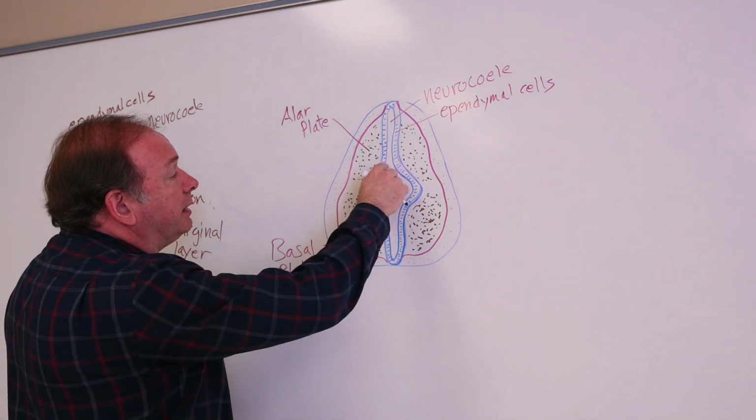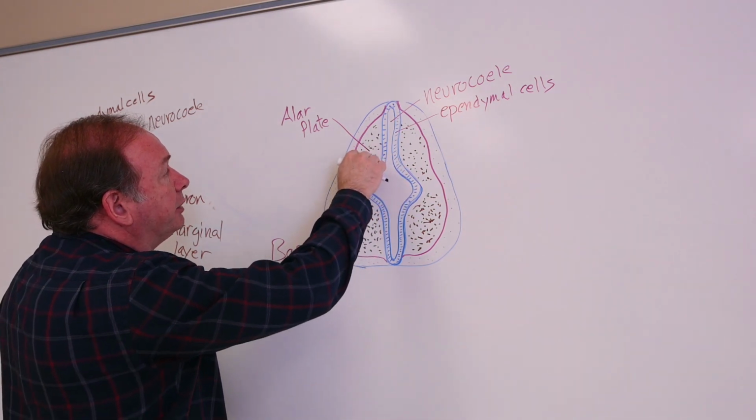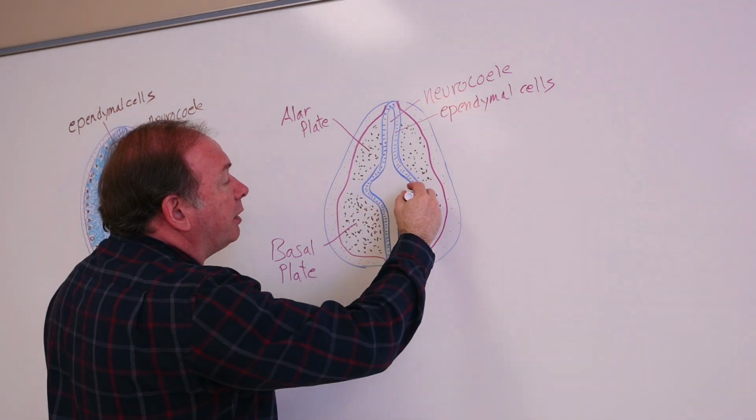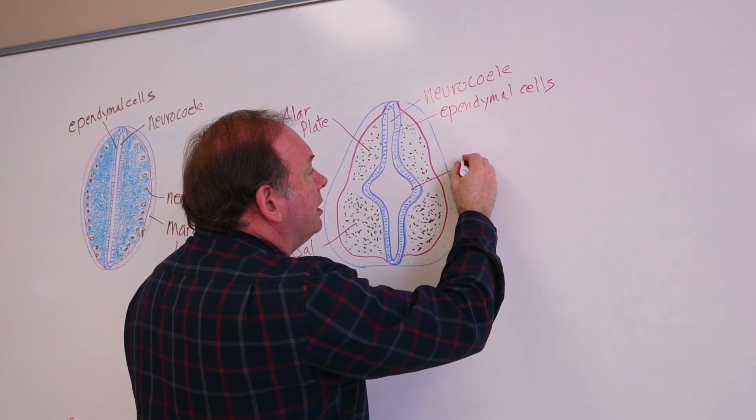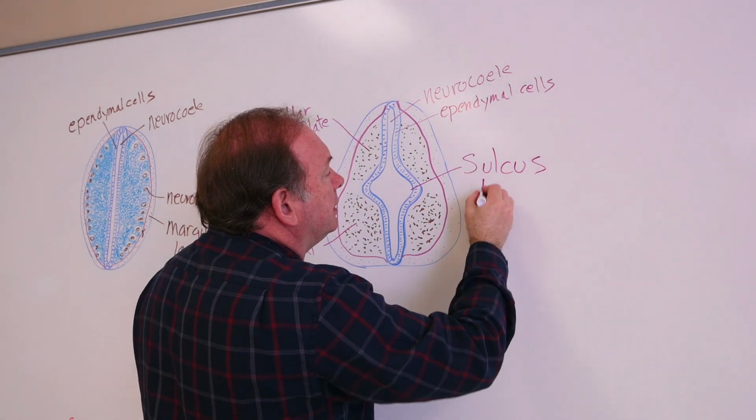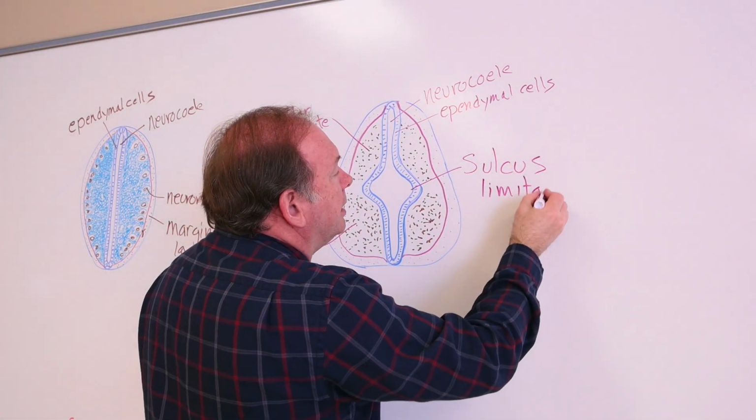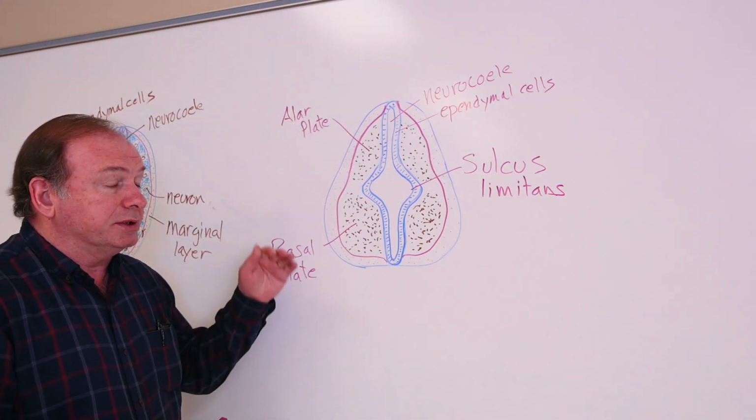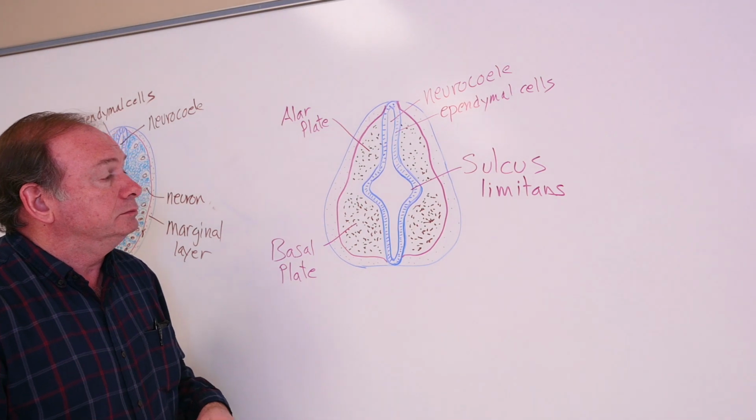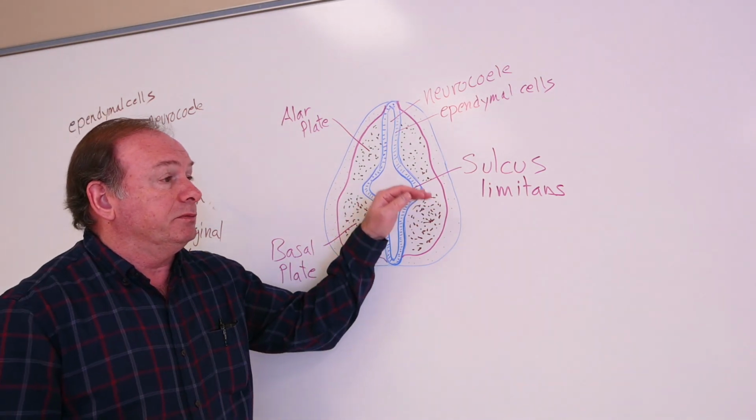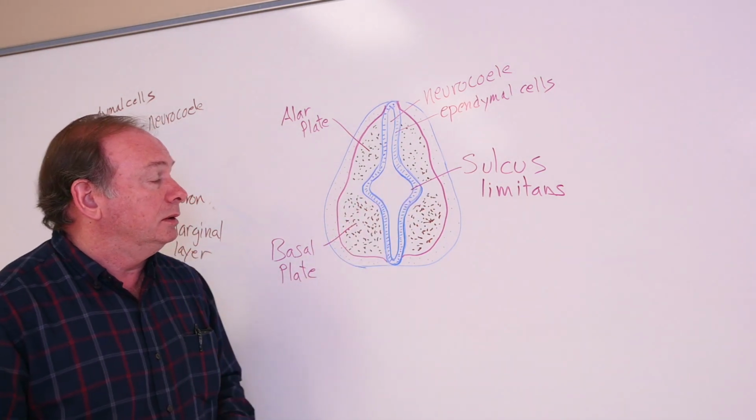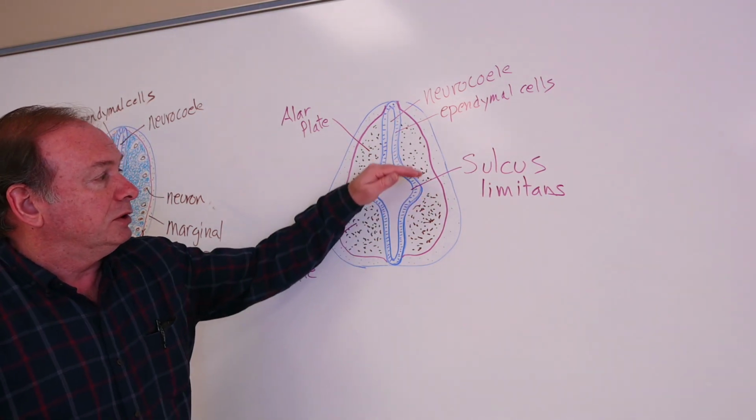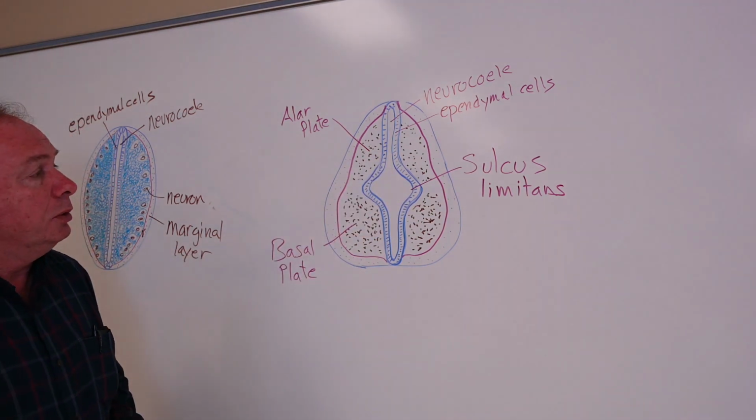This fold of the ependymal cells that comes out here to divide your alar plate and your basal plate, I forgot to give that a name there, that's called the sulcus limitans. The sulcus is a form of a groove, and limitans just means it's a border or a line of demarcation. So a limiting sulcus, separating two locations.